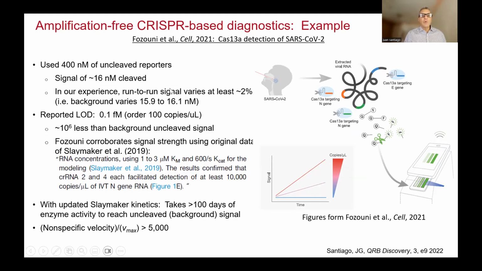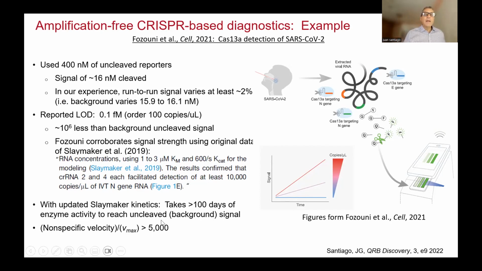Here's an example assay from 2021 for the detection of SARS-CoV-2 using no pre-amplification. They go straight from a nasal swab into a little chamber that is placed over a phone camera, an iPhone camera, and they claim a reported limit of detection of 100 attomolar, or 100 copies per microliter, again, rivaling PCR, using 400 nanomolar of uncleaved reporters. So just the background signal of the reporter concentrations that they use is 1 million times stronger than the expected signal from the cleaved reporters.